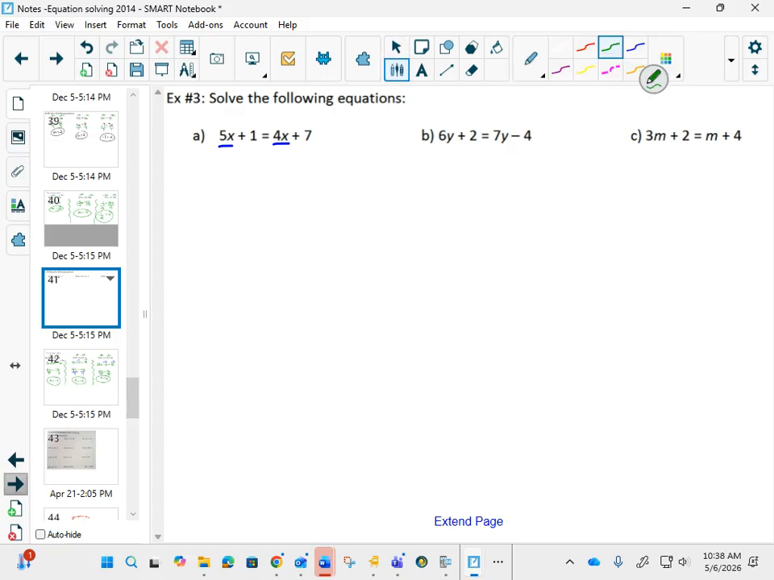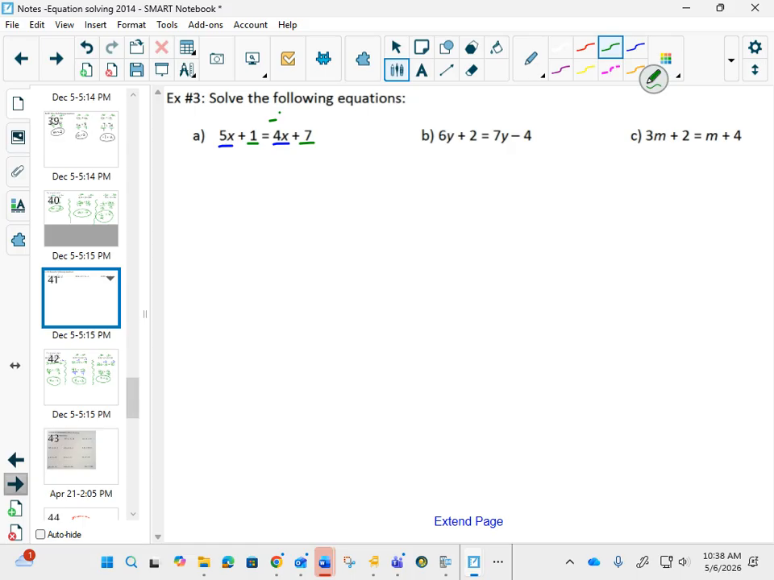And do you see that these are like terms, but they're on opposite sides of that equation. So what we want to do is put the x's on one side and the numbers on the other side. That can sometimes help you figure out what you want to do. For example, I could either move the 5x to the right side, or I could take the 4x and move it to the left side.